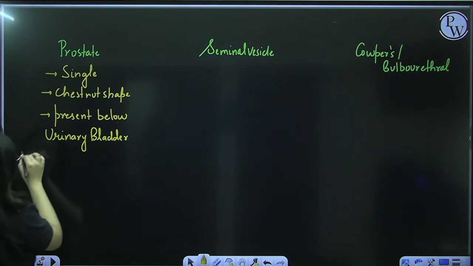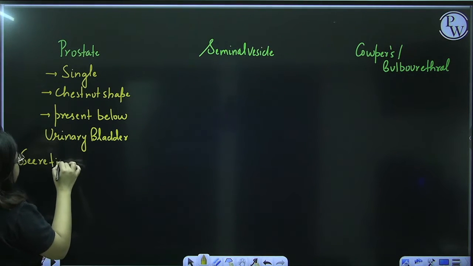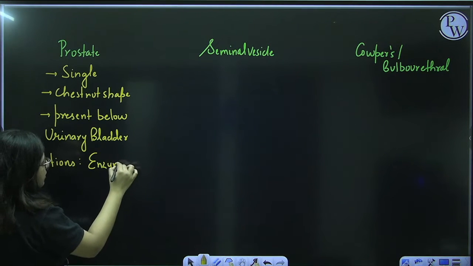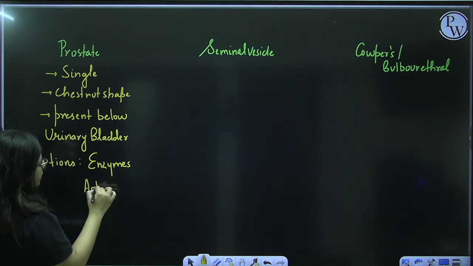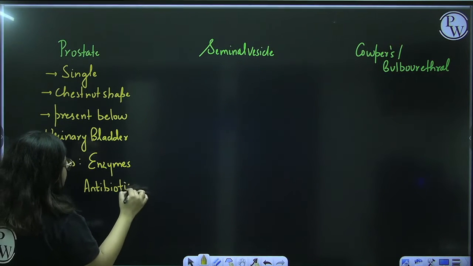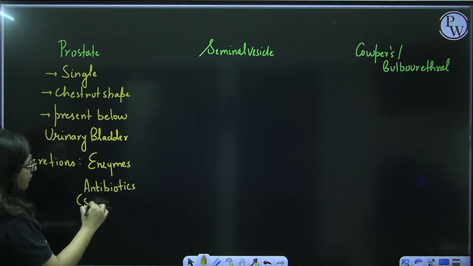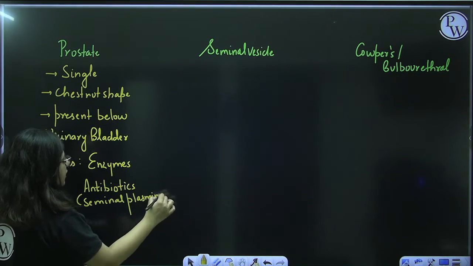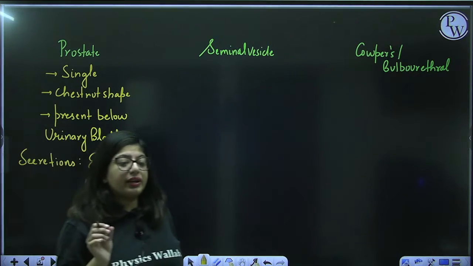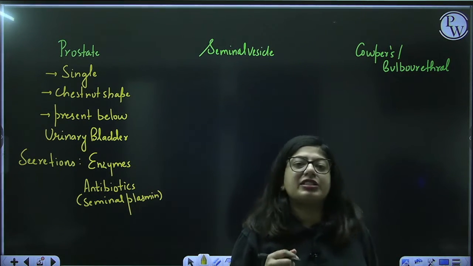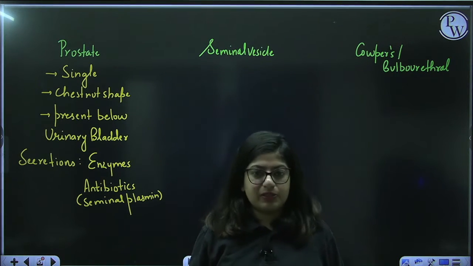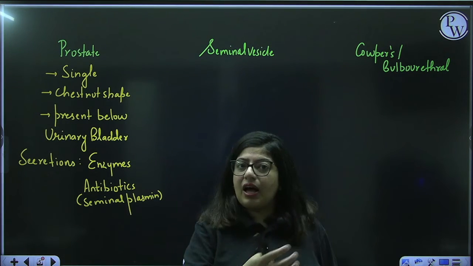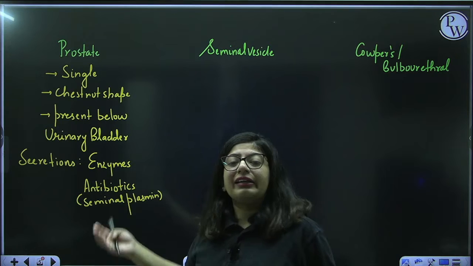Now what does it secrete? What are its secretions? Its secretions are first of all enzymes. Yes, it does secrete certain enzymes. Antibiotics. Why antibiotics? Antibiotics like seminal plasmin. It secretes one antibiotic known as seminal plasmin. The role of an antibiotic is to kill microbes. Even if the semen encounters bacteria, because definitely it will come out into the outside environment, microbes are ready to take it. So this will kill the microbes.